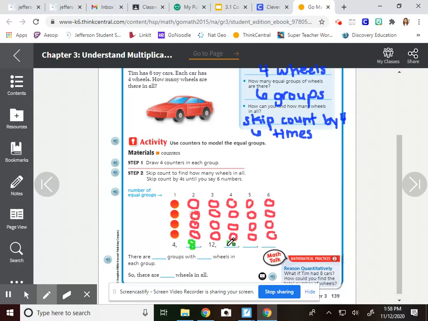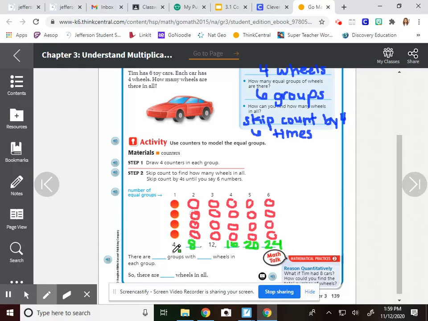Plus 4 more is 16. Plus 4 more is 18. Plus 4 more, oops, I'm sorry, my mistake. 16 plus 4 is not 18. 16 plus 4 is 20. Excuse me. And plus 4 more is 24. Okay? 4, 8, 12, 16, 20, 24. We have just skip counted by 4s 6 times.